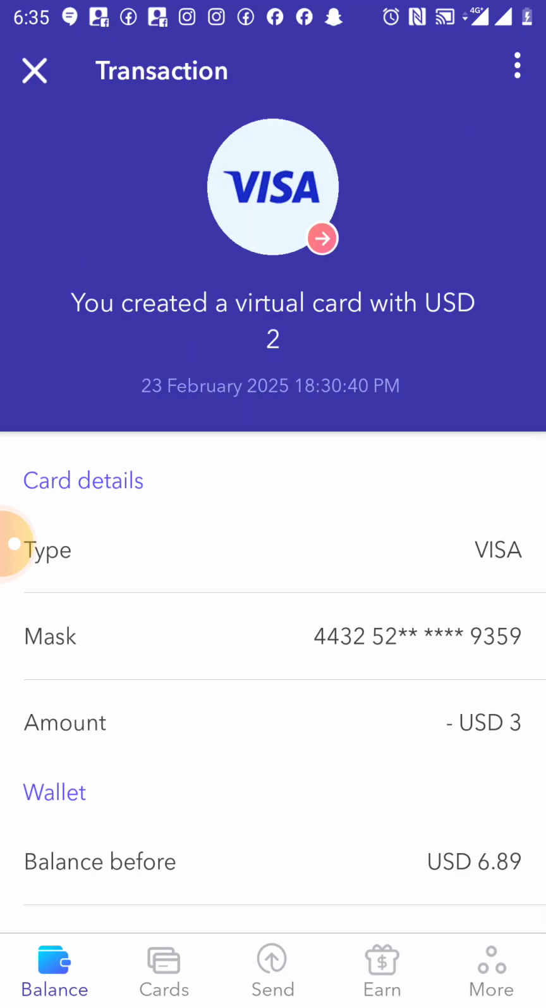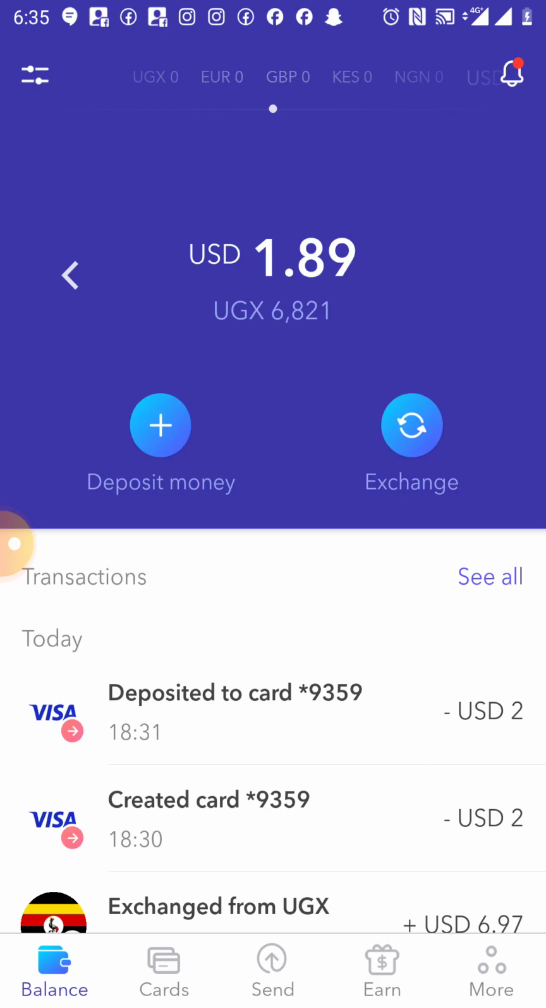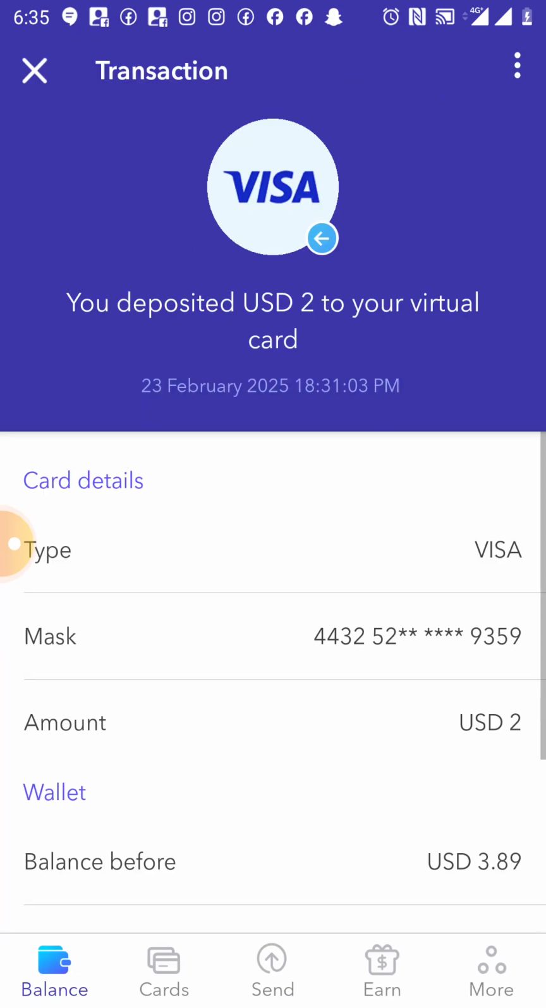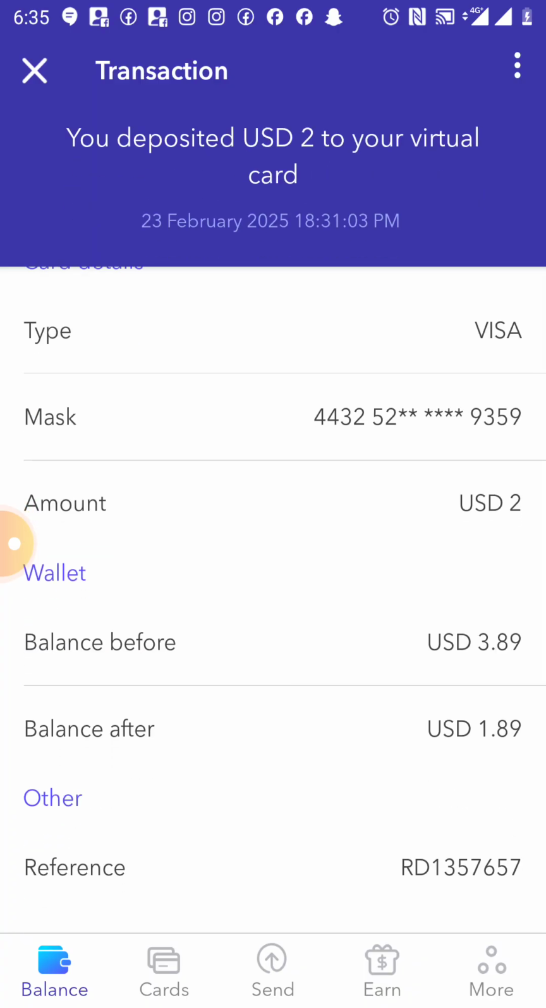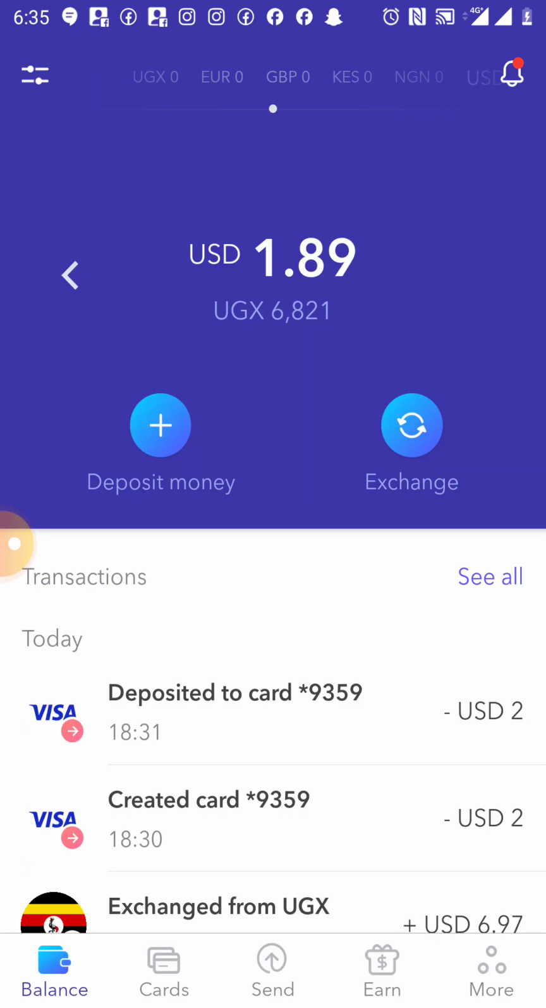So then we go back. Here they are showing me the price of the transaction that happened on creation of the card, what has been charged. Now here the $2 is the amount that I've deposited. So before this, the amount is $2. Balance after that is $1.89. So that is it actually. Now we go to cards.